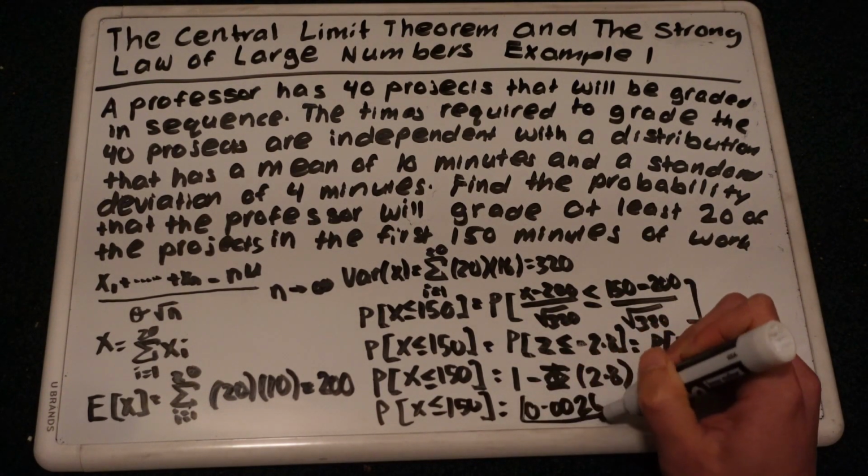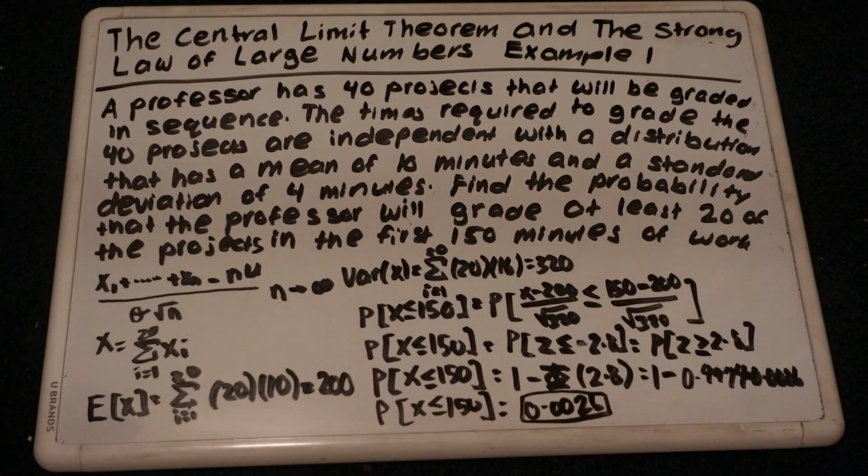The probability that X is less than or equal to 150 is 0.0026. So the probability that the instructor will grade at least 20 of the projects in the first 150 minutes of work is 0.0026, or in other words, 0.26%. And this is an example of a central limit theorem problem in probability.